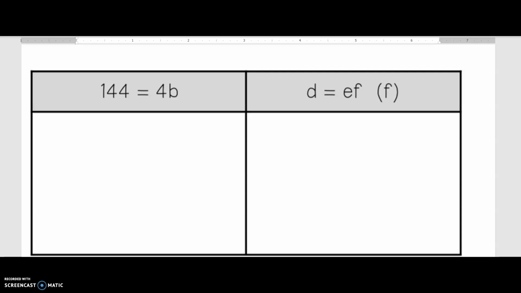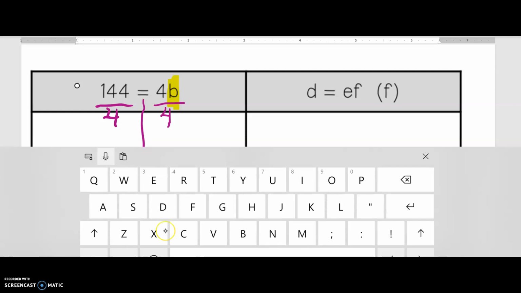Before we get into one with a bunch of variables, let's refresh on how we solve with just one variable. The first equation we have here is 144 equals 4b, and we're going to be solving for this b because that's our only variable in there. Now, we always use our inverse operations, so we do the opposite. On the right-hand side here, we have 4 times b. So I'm going to do the opposite of multiplication, which is division. So I will divide both sides by 4.